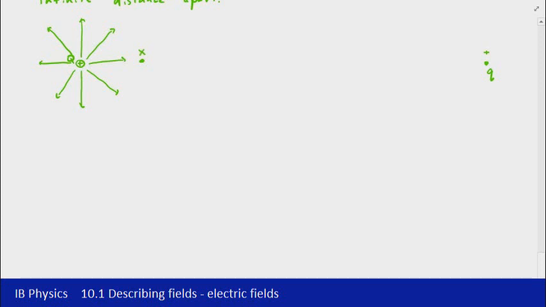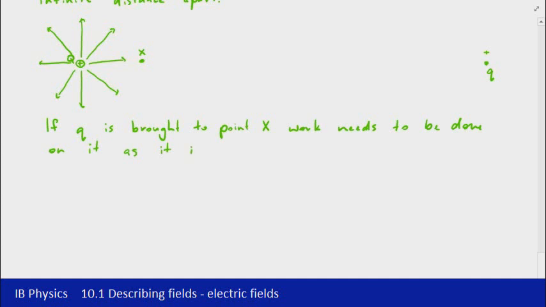If that charge lowercase q, so if little q is brought to point X, we're going to see that some work is going to need to be done on it, and the reason for that is because we're moving it against the electric field around capital Q. So it's being moved against the field, and again that wording "against" means in the opposite direction to the field around big Q.